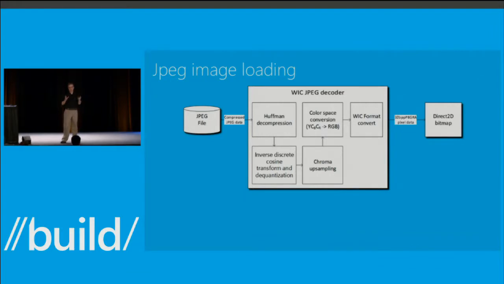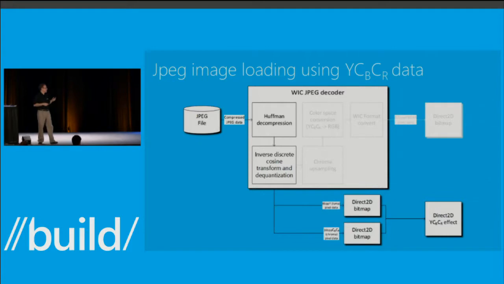JPEG is a great file format, right? It's highly compressed. It's got good compression and good image quality. But it's pretty expensive from a CPU standpoint to get it from the disk, or from the wire if you're coming over HTTP, into a form that we can actually do something with. We have all these steps, and all of those take CPU cycles to get there.